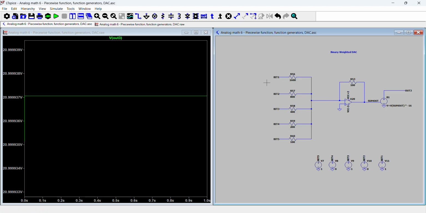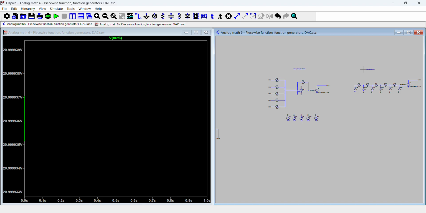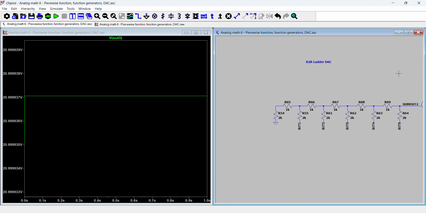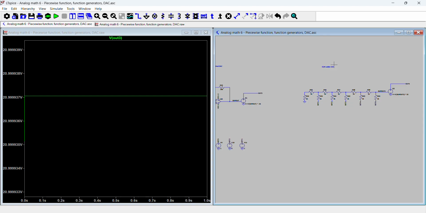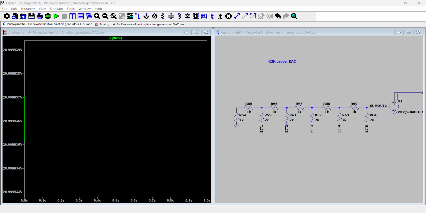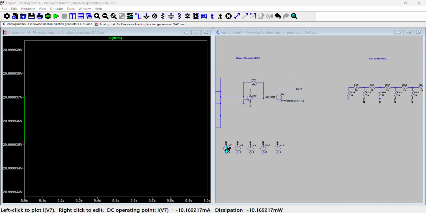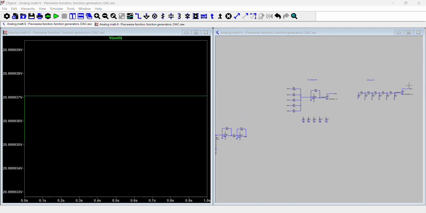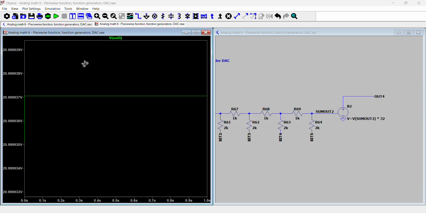So instead, someone invented this really genius way to go about doing this addition, and it's called the R2R ladder digital to analog conversion. So how does this actually work? Let's just check that it works first of all. So I have the same 101010 here, and I should get 21 volts in the output. Let's see if I get that.